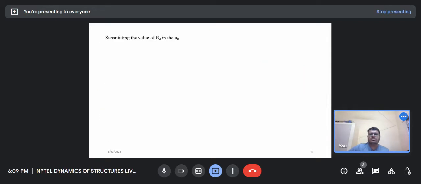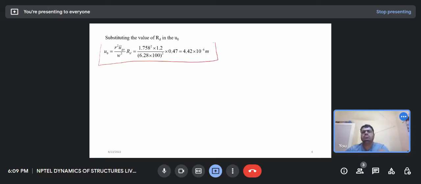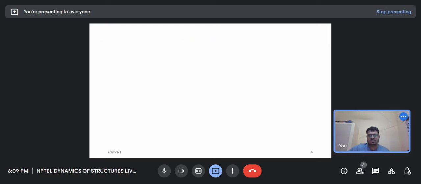Okay, so when you put the rd into u naught, that is your u naught. Sorry, ug naught is 1.2 as given in the question. I was considering 0.6 initially. So that is your maximum deflection. Okay. Is there any doubt in this question, or should I move to another question? Let's move to another question.